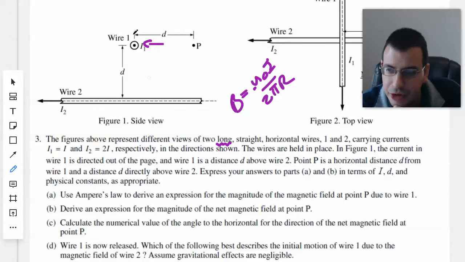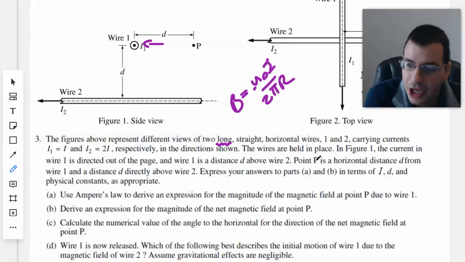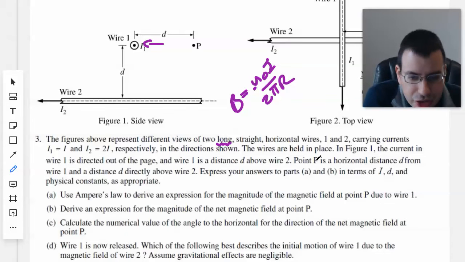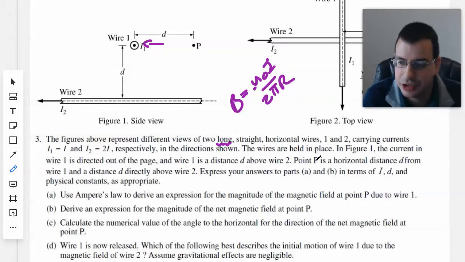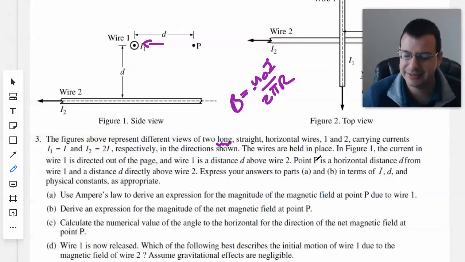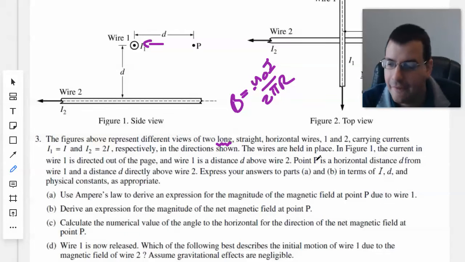Now that d looks different. Is that bigger? Doesn't matter. Not drawn to scale. From above wire 2, express your answers to part A and B in terms of I, d, and physical constants as appropriate. Use Ampere's Law to derive an expression for the magnitude of the magnetic field at point P due to the wire.